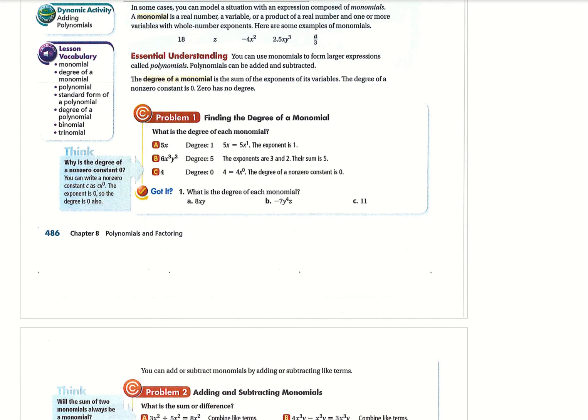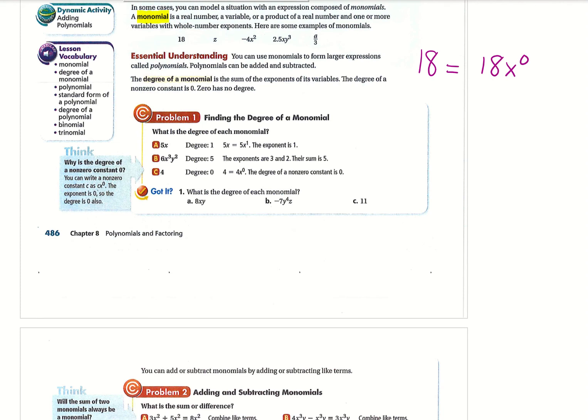A monomial is basically something that has a whole number exponent. Some examples of those are all of these: 18, z, all of these, right? They've all got whole number exponents. Just a quick note, some of them may not seem like they have a whole number exponent. Just remember that 18 is actually the same as 18x to the 0. 0 is a whole number and it's an exponent here.